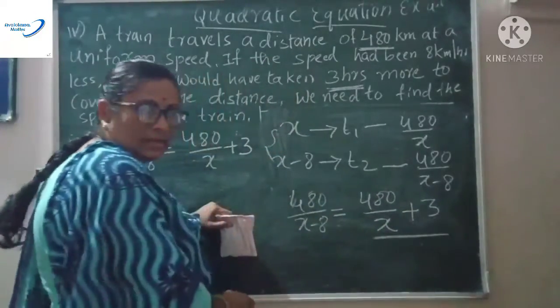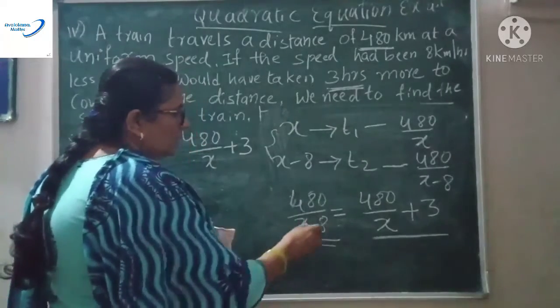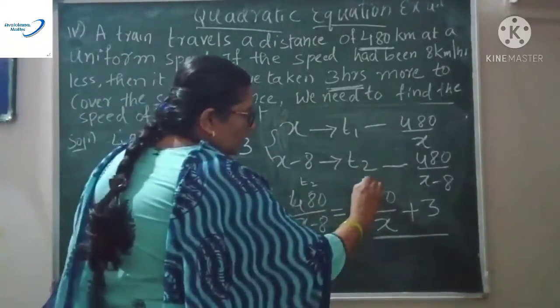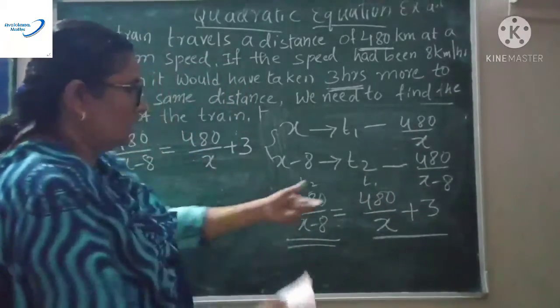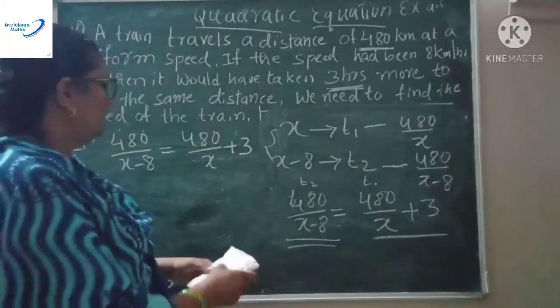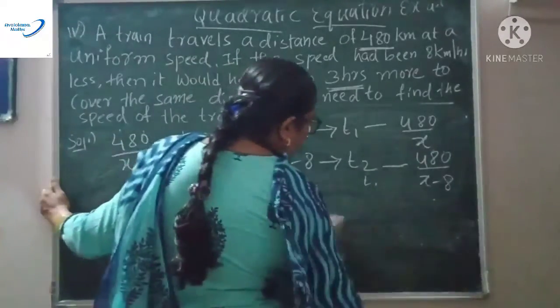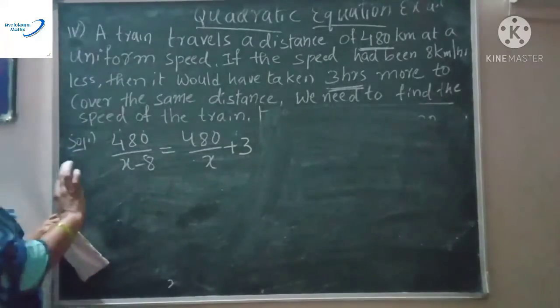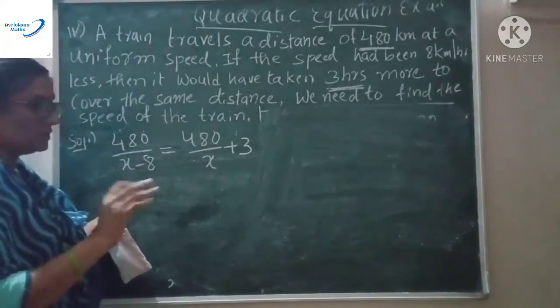This is the time taken, where t2 is related to t1. You are given that t2 is t1 plus 3 hours. So this comparison you have to follow, and with the help of this we can form the equation. What we need is the quadratic equation, just to form the quadratic equation, not to write the solution.